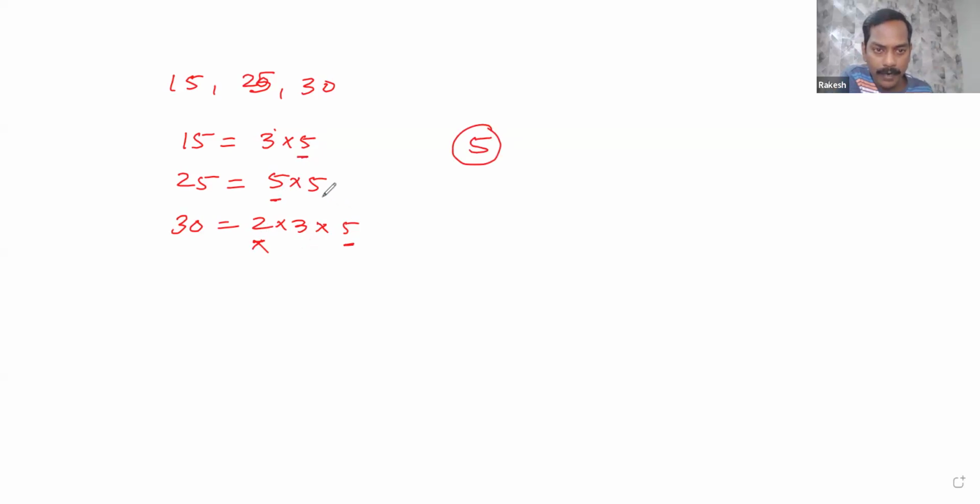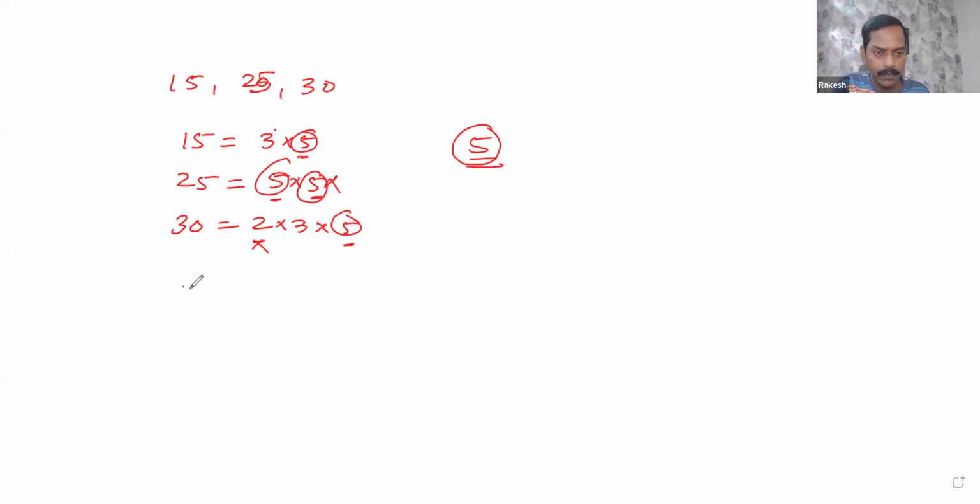Apart from that, there is one more 5 in 25, but there is only one 5 in the rest of the 2 numbers. So that 5 will again not be a common one. Only one 5 will be taken, right? Which one? This, and this. This would be ignored. So 5 becomes the HCF, right?